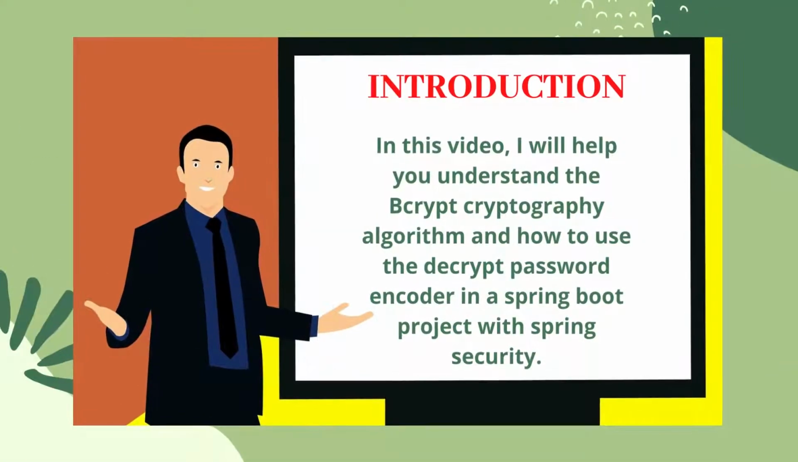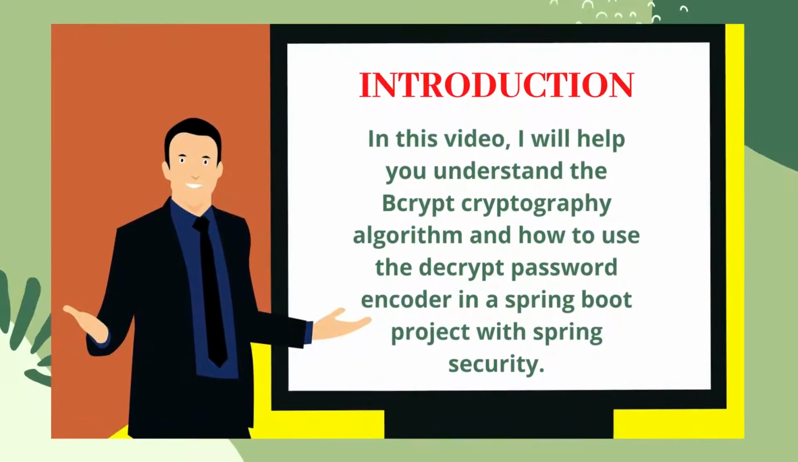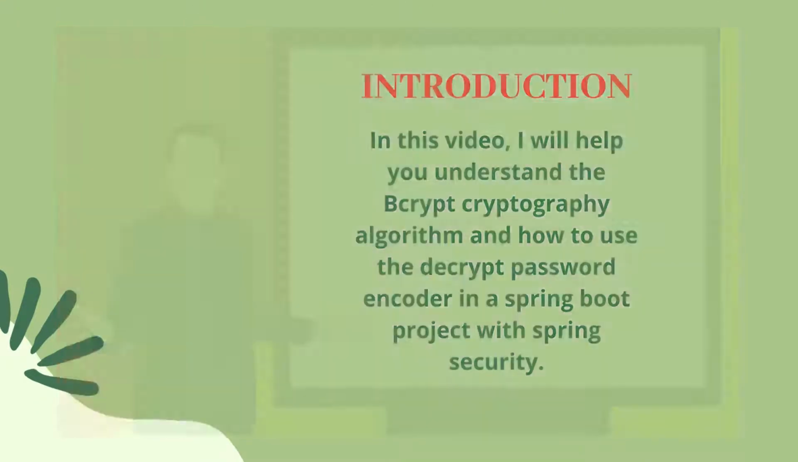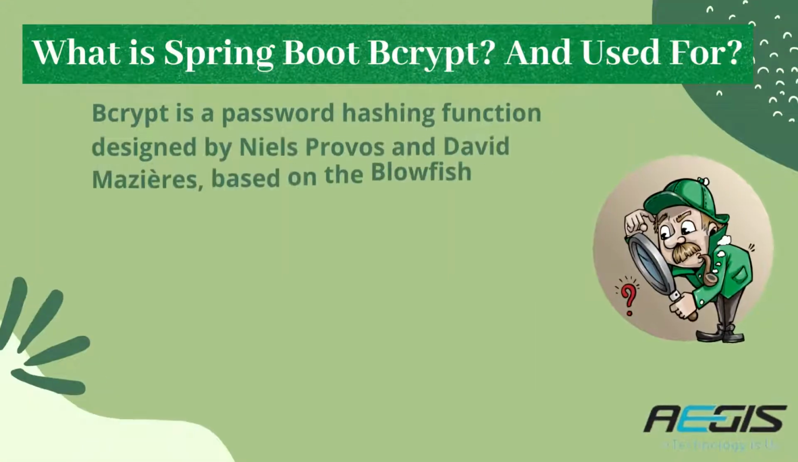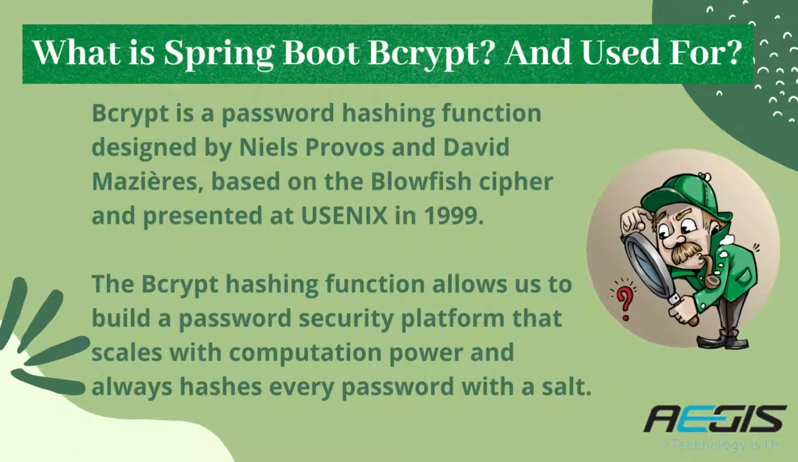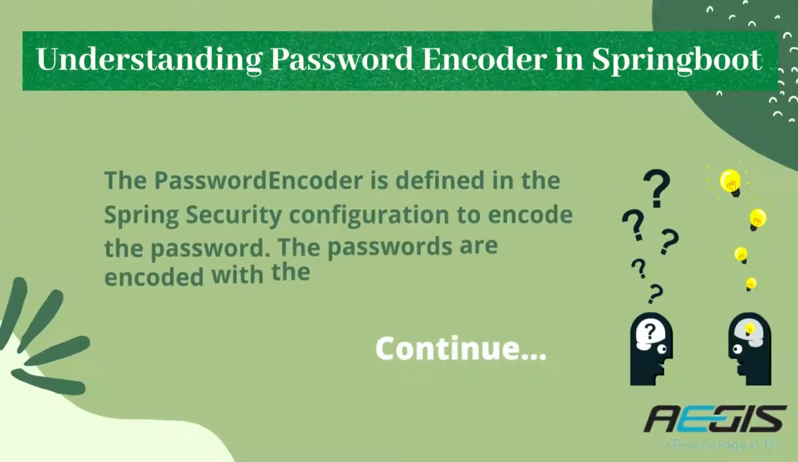Introduction. In this video, I will help you understand the Bcrypt cryptography algorithm and how to use the Bcrypt password encoder in a Spring Boot project with Spring Security. What is Spring Boot Bcrypt used for? Bcrypt is a password hashing function designed by Niels Provos and David Mazières, based on the Blowfish cipher and presented at USENIX in 1999. The Bcrypt hashing function allows us to build a password security platform that scales with computation power.